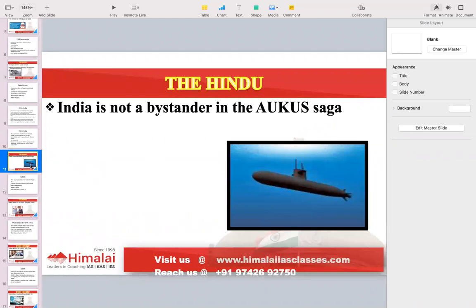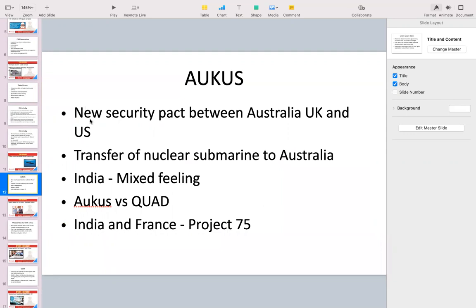Now, moving to the next, it's about, again, AUKUS. We have seen it in the last lecture as well. It's a new grouping which has been created by Australia, the UK, and the US. Okay. So it's a new security pact between Australia, the United Kingdom, and the USA. And under this, the UK as well as the US will transfer the technology of nuclear submarines to Australia. Very few countries in the world have it.